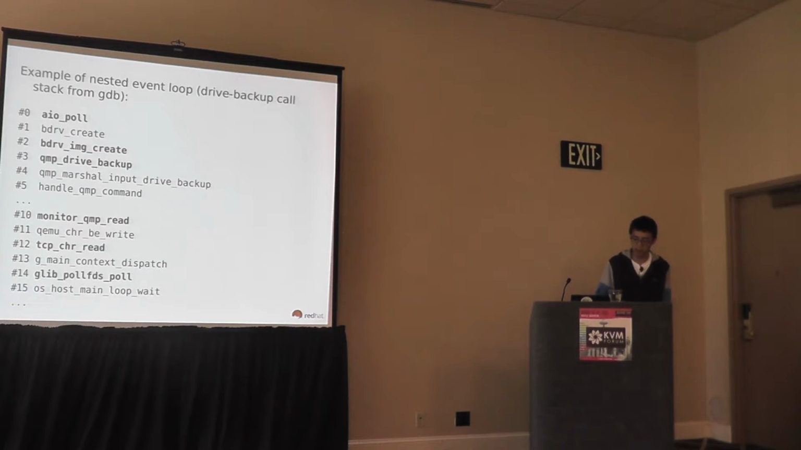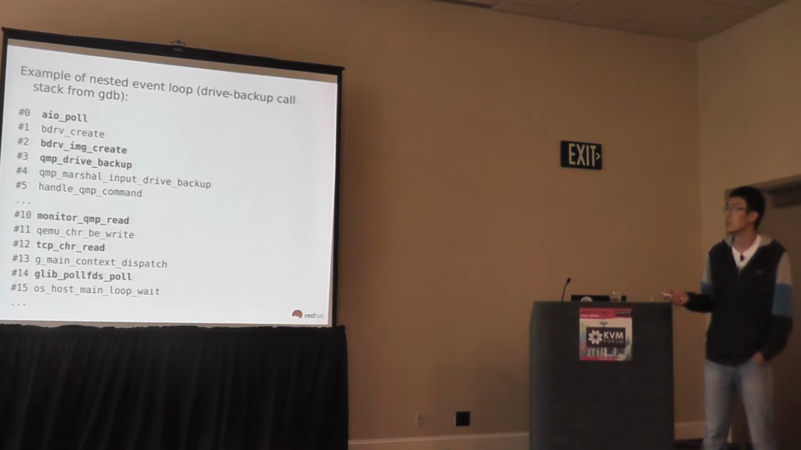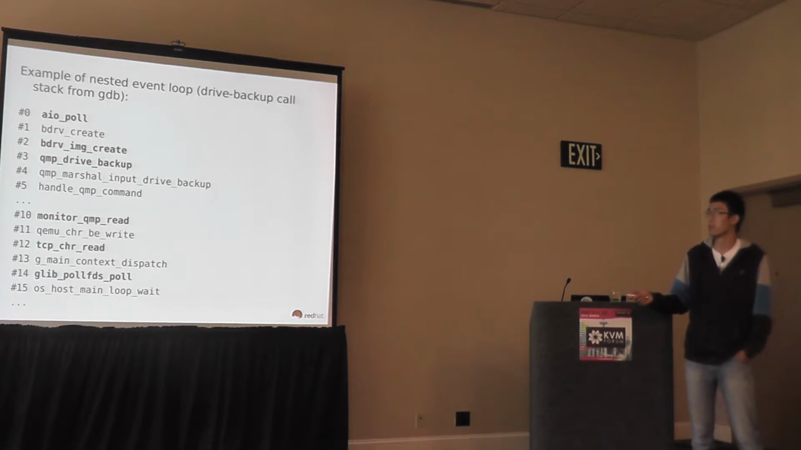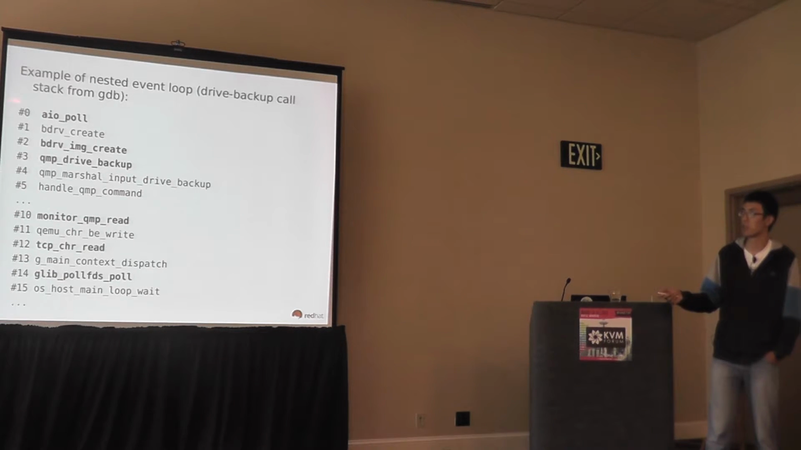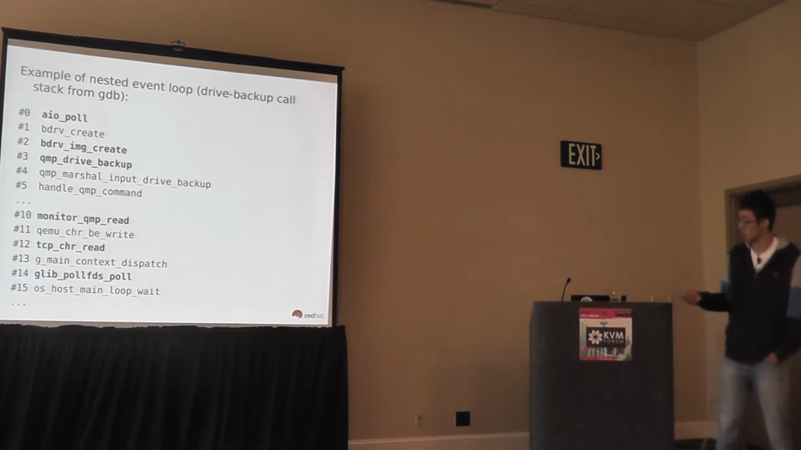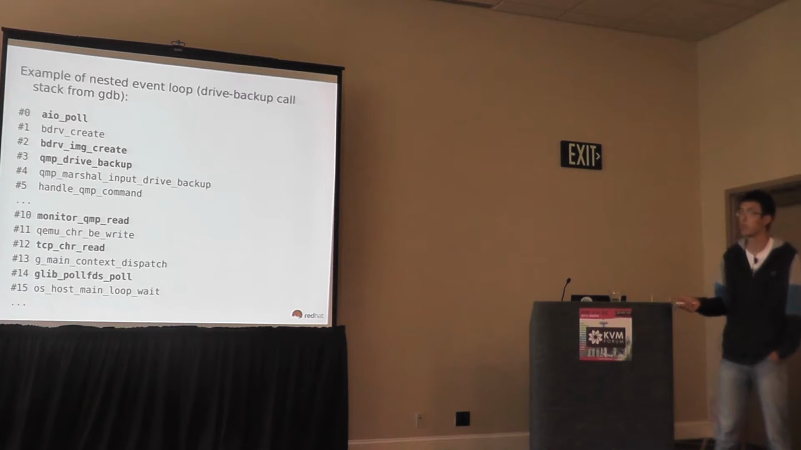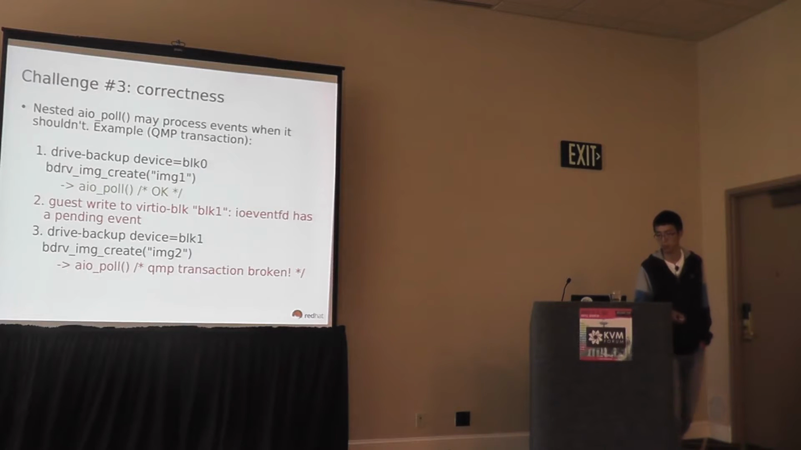This is an example of where it's actually used in real life. This is a monitor command that does drive backup. It's dispatched in the bottom by the main loop, and later it went into the monitor code to parse the command, and the monitor code would call into the callback of drive backup, and drive backup would start to create the image, whereas the creation of the image is a synchronous operation. So that leads to a correctness problem.